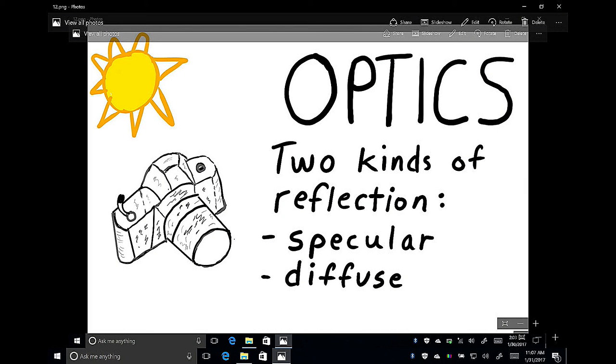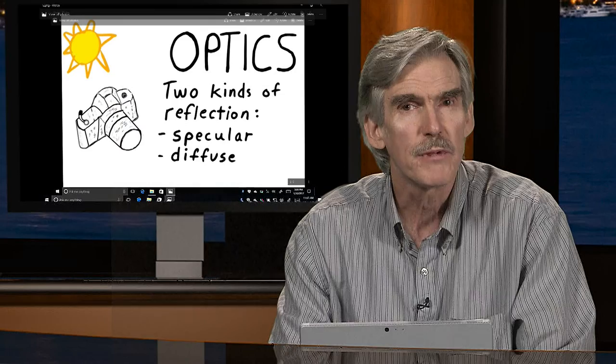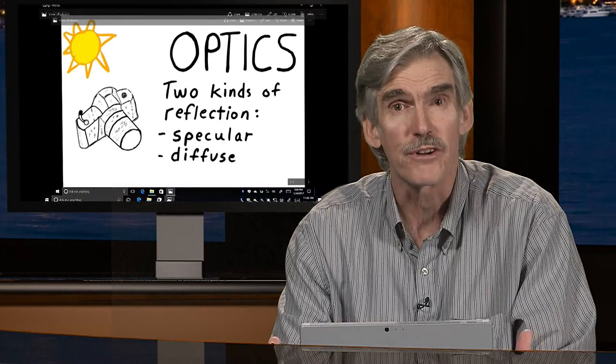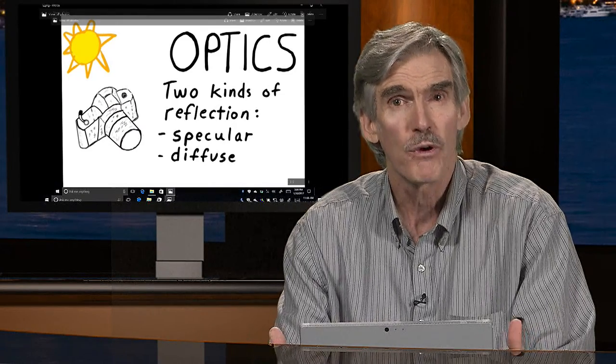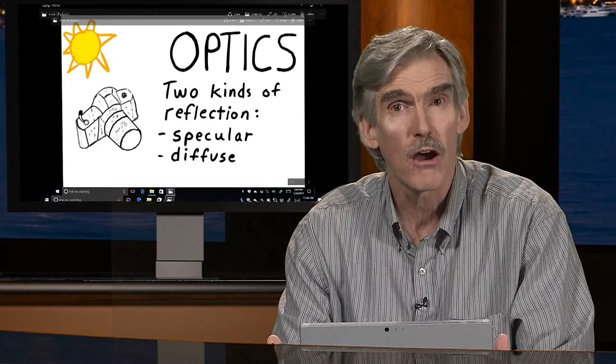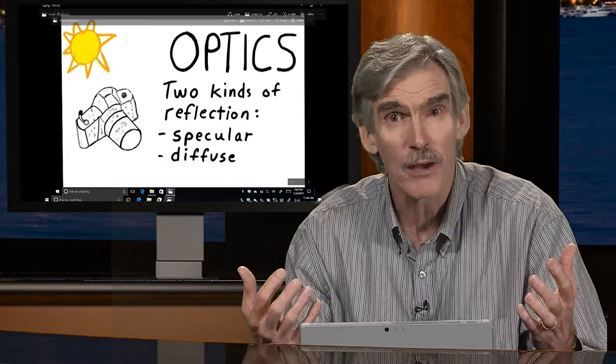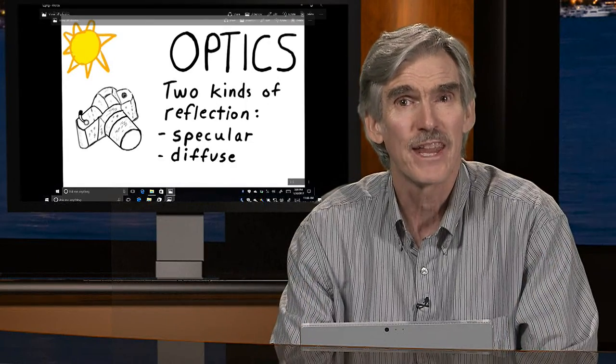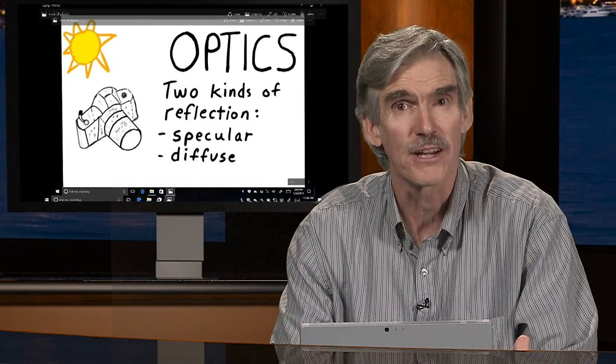Now, in optics, when we talk about reflection, we're talking about two different kinds of reflection. And the first one is called specular, which means a hard reflection or harsh reflection. And the second one is called diffuse, which means a soft or softer kind of reflection. Now, with a specular reflection, you need a hard surface, usually a flat, hard surface, where a lot of that light is coming right back at us. So in that case, it is a hard reflection.